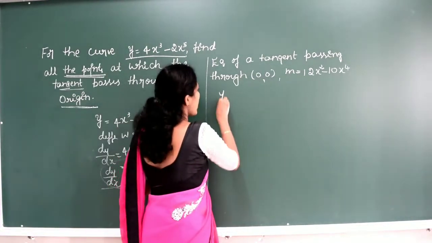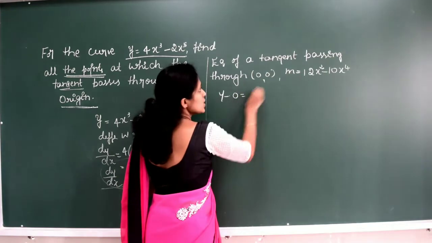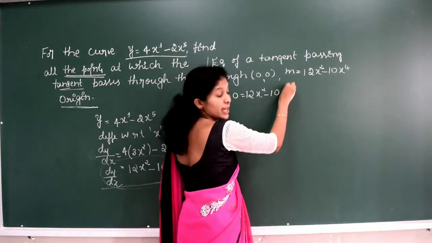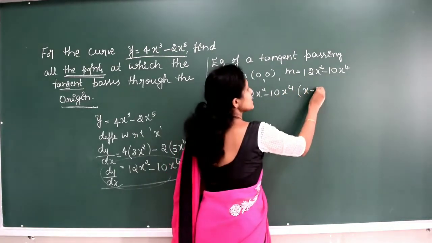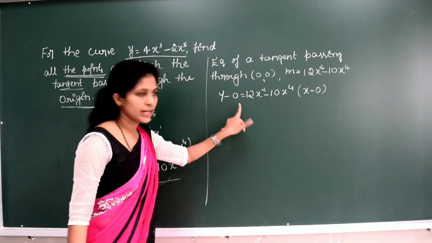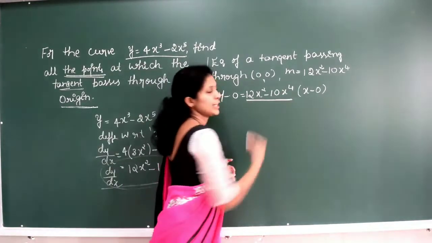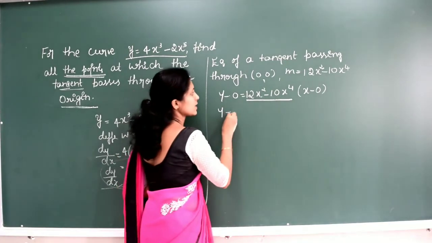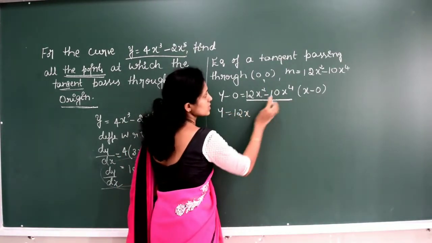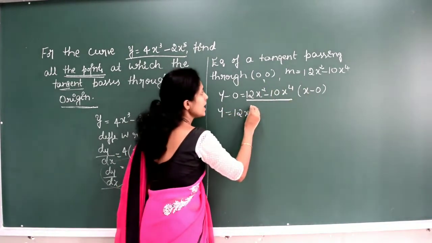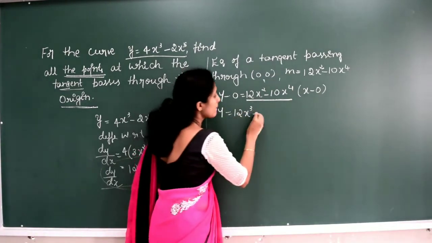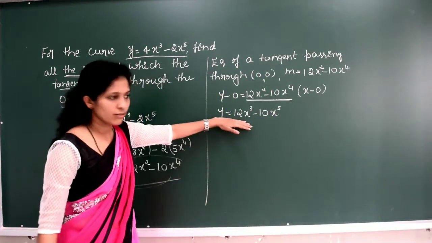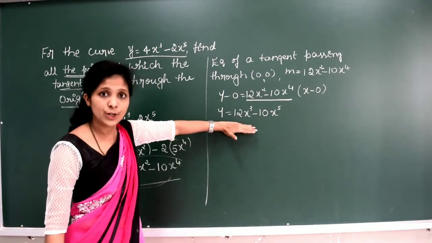So now y minus y1 is 0. So this will be 12x square minus 10x to the power 4 into x minus 0. Is it clear? y minus y1 is equal to m into x minus x1, the one point form. So y is equal to 12x square minus 10x to the power 4, multiplied with x. So this will be 12x cube minus 10x to the power 5. Is it clear? This is the equation of a tangent.